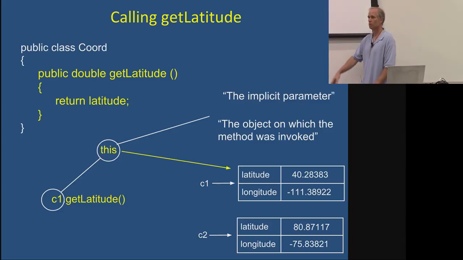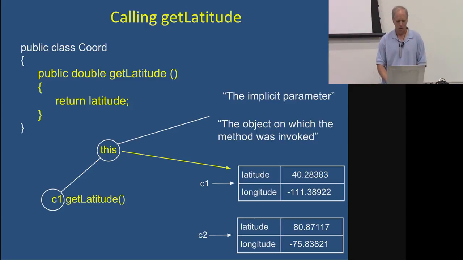Here's one question. Where do we look for latitude when this method runs? In which object do we look for latitude when that method is run? Yeah? Just C1. In general, it's eight words long. Yeah? The object on which the method was invoked. Right. We look for latitude in the object on which the method was invoked.